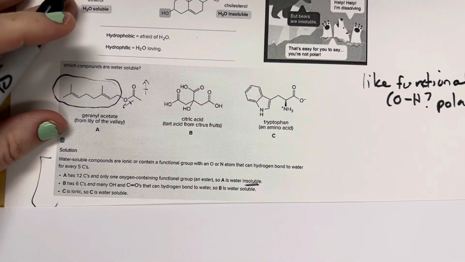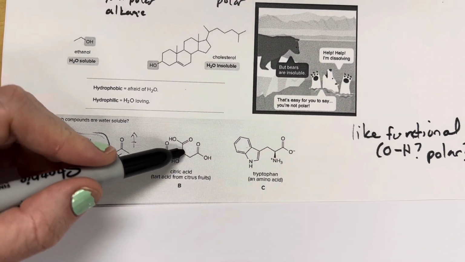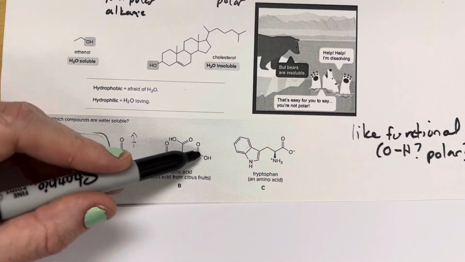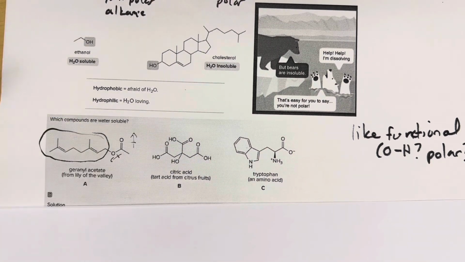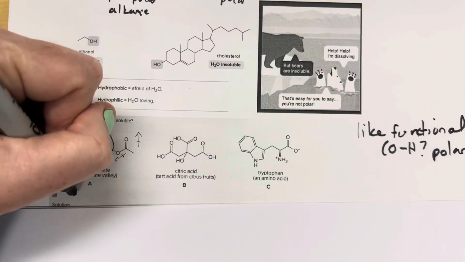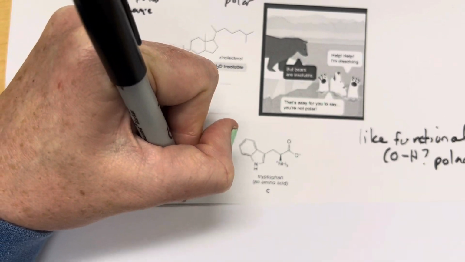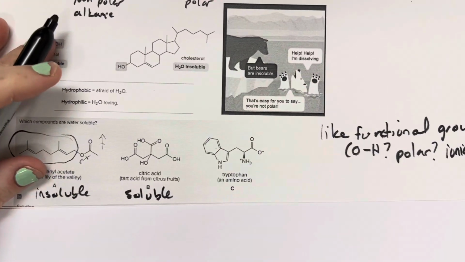A is insoluble. When we look at B though, we got an OH there, 1, 2, 3 carbons later, we got another OH, 1, 2, 3 carbons later, we got like all these OHs everywhere, tons of polar stuff going on. This is definitely soluble. So insoluble, very soluble. Let's move on to this one.